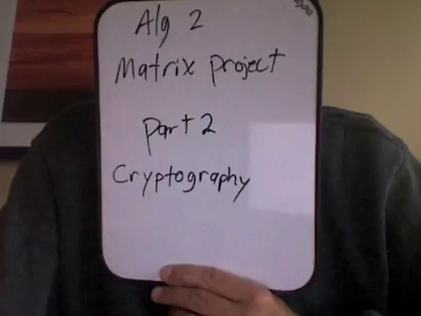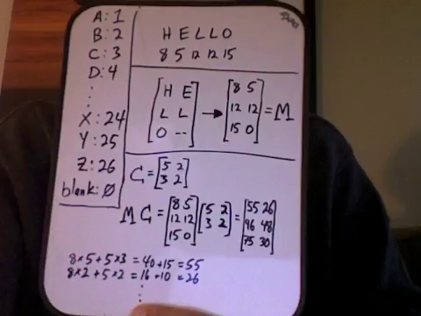Your coding matrix can't be the identity matrix, and it has to have at least 3 unique elements in it. Alright, and follow all the guidelines I've got in your project for that. Okay, so the idea here, if you look on the left-hand column of the board, is that each letter is going to be represented by a number. A through Z, 1 through 26. And a blank, or space, is going to be represented by a 0.